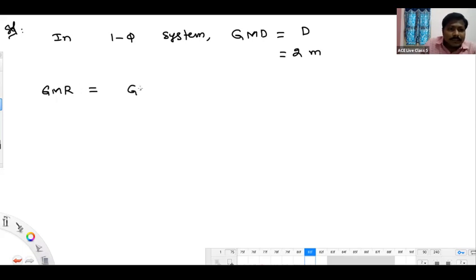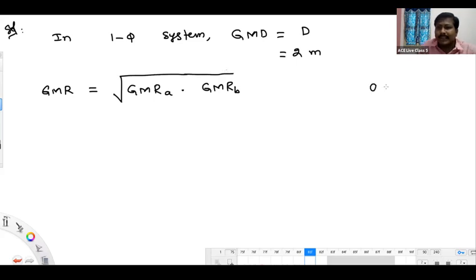GMR is equal to the square root of GMR of the forward path, let me call it A, and GMR of the return path, I am saying it is B. So two terms, I can say it will be square root. You indicate here A is the forward path, B is the return path. Okay, now let's take up the forward path A.